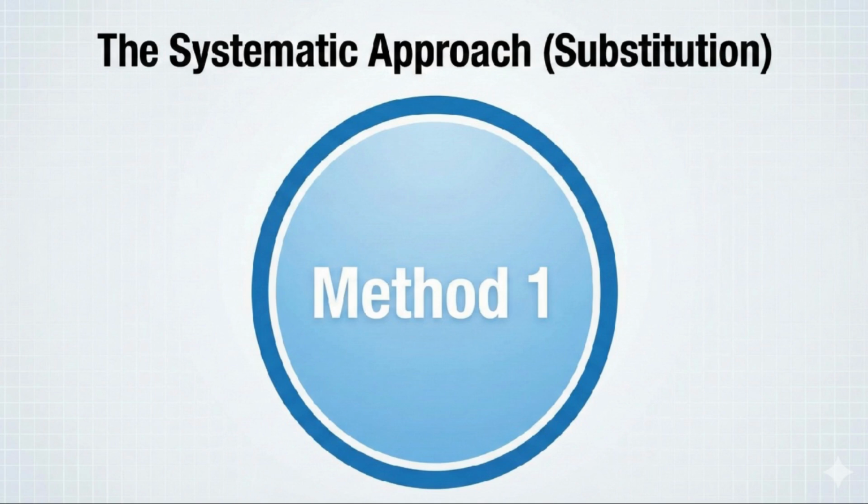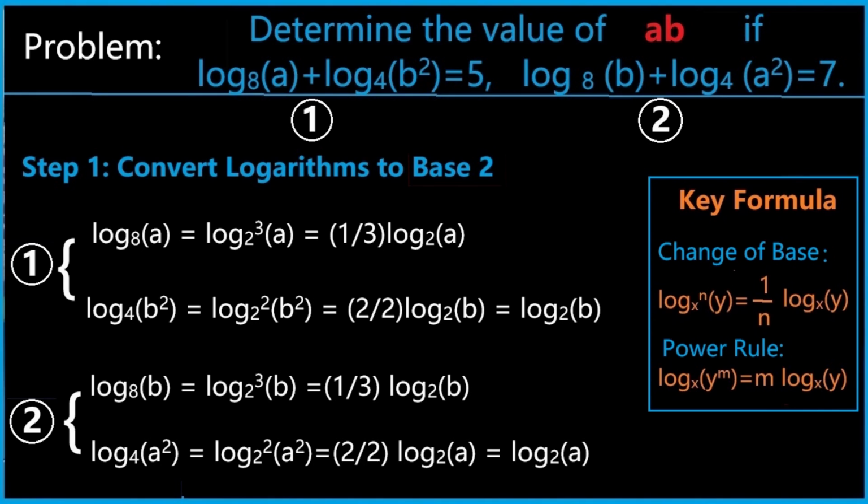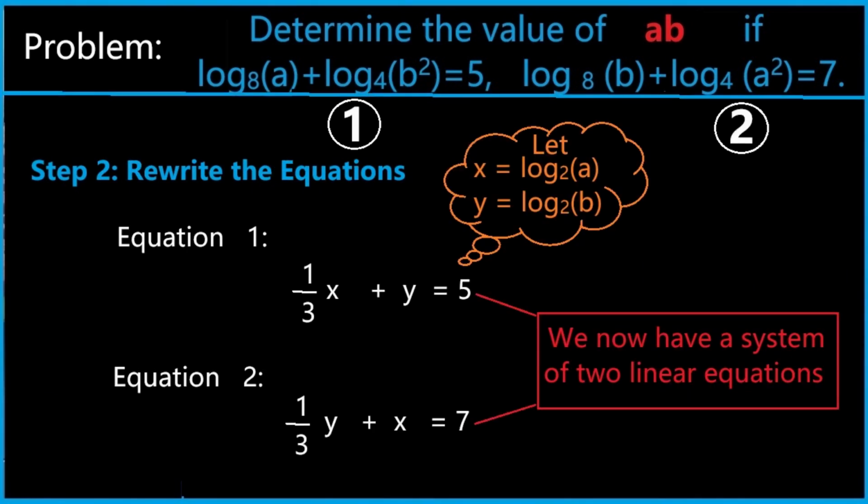Let's start with the systematic, textbook method for finding the product AB. Step 1. Convert all logarithms to base 2. To solve this system, we first use the change of base formula to make all logarithms share the same base. Since base 4 and base 8 are powers of 2, we convert everything into base 2. At the same time, we apply the power rule to simplify expressions involving powers of 2. After this step, every logarithm with base 4 or base 8 in both equations is now rewritten entirely in terms of log base 2.